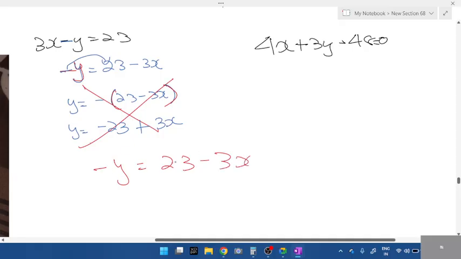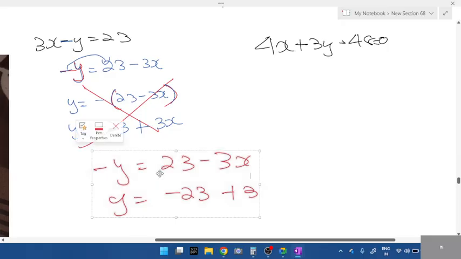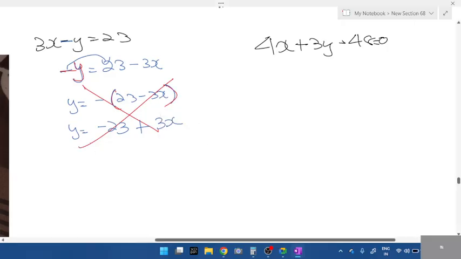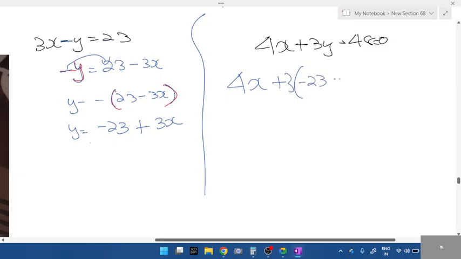Remember, if you're shifting minus there, both the signs will change. Positive 23 will become what? Negative 23. Negative 3x will become plus 3x. Remember that. Minus 23 plus 3x. Just remember like this. When you're shifting minus, both the values will change. Okay. Let me substitute. 4x plus 3 into bracket minus 23 plus 3x minus 48. When you shift it to the other side, it becomes plus 48. 4x, open the bracket along with coefficient.